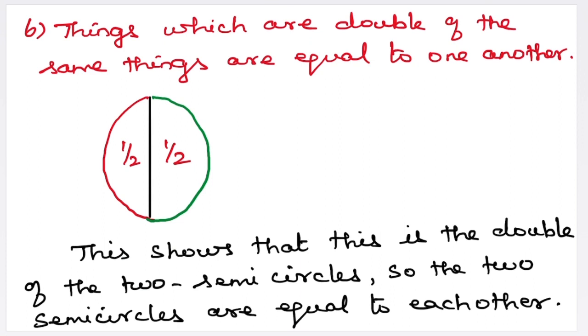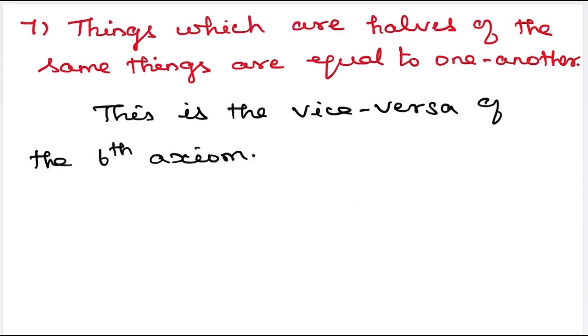Sixth one, things which are double of the same things are equal to one another. This is the double of the two semicircles. So the two semicircles are equal to each other. Next seventh one, things which are halves of the same things are equal to one another. This is vice versa of the sixth axiom. That is the other way round.